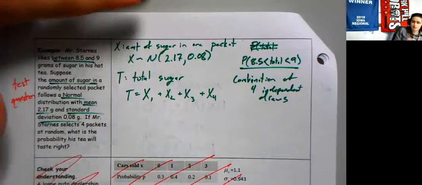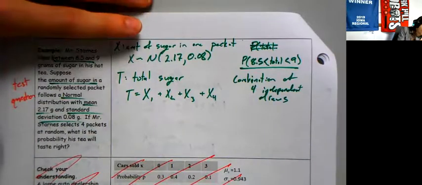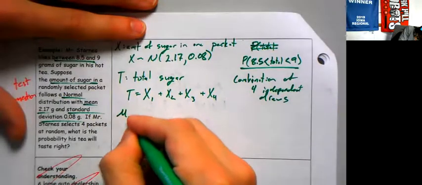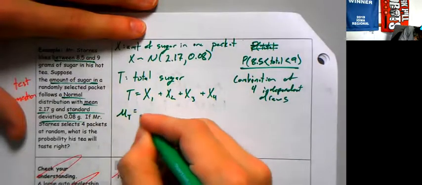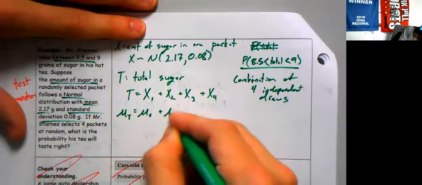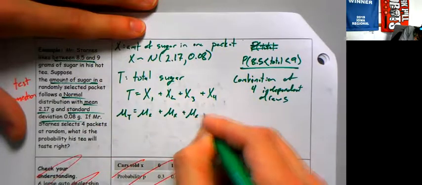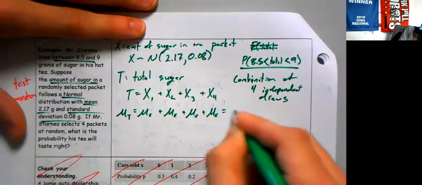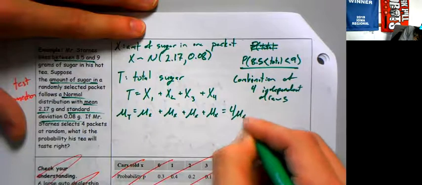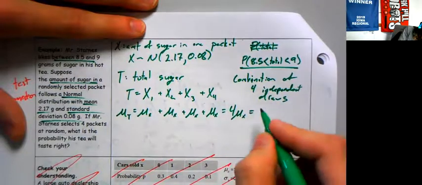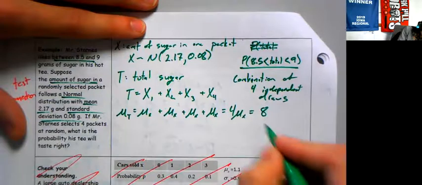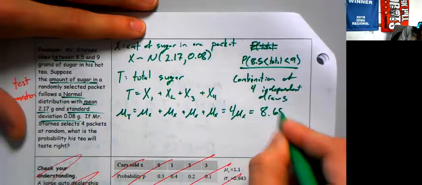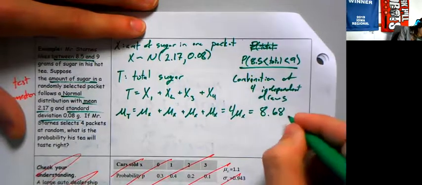Total sugar, X1 plus X2 plus X3 plus X4. Great. Well, what's the mean then of T going to be? Not surprisingly, it's going to be the mean of X plus the mean of X plus the mean of X plus the mean of X. That is 4 times the mean of X, which is 8.68 grams. Great.